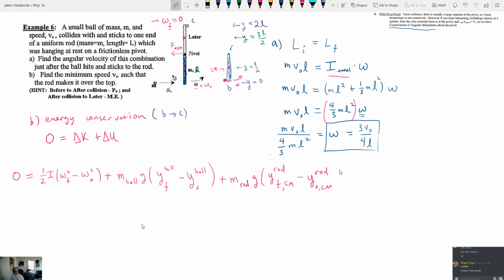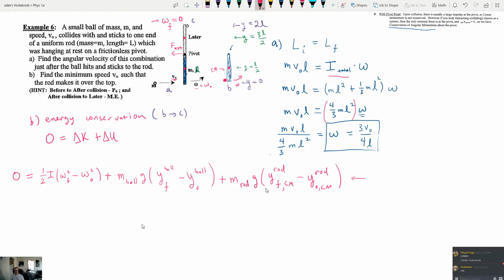It's just a ton. I hate how many subscripts there are here, but we'll just stop and look at this equation and make sure: does this equation make sense to everyone? We need to deal with the change in potential energy for the ball and for the rod, basically.